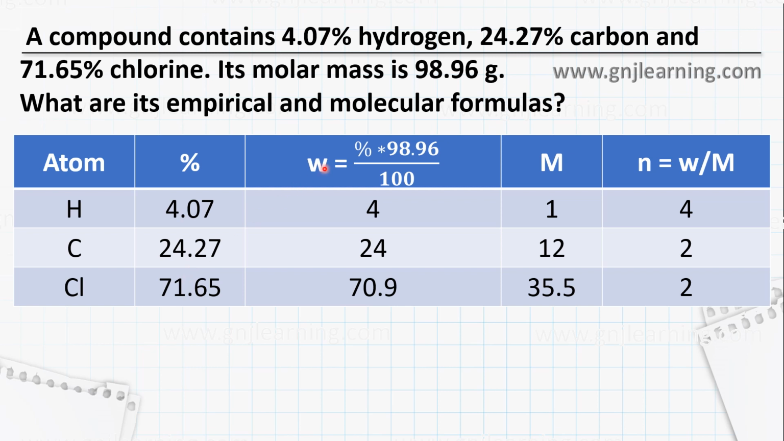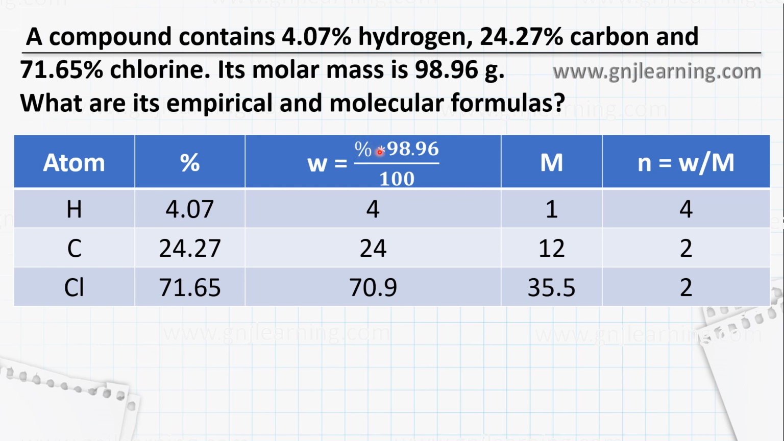Now, using the formula for percentage calculation, you can find out the mass in this molar mass, that is 98.96. So if you are calculating for hydrogen, you substitute the values here: 4.07 into 98.96 divided by 100, that is approximately 4. Similarly, 24 and 70.9. You can calculate by substituting each percentage here.